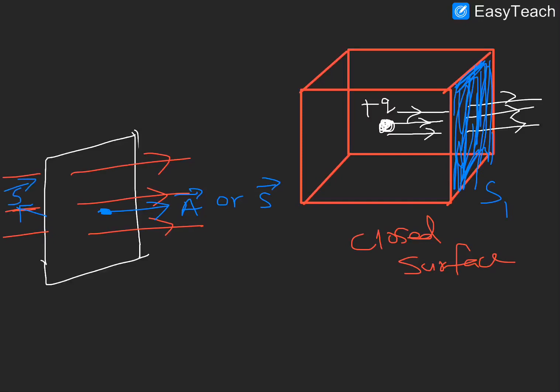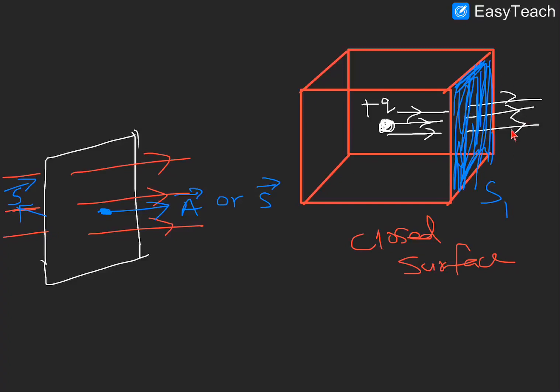Okay, now you can see that here, those electric field lines which are moving out on this side, if you consider field lines moving out, this flux is said to be positive flux. Flux which is moving out of the closed surface is said to be positive flux. So this flux is positive flux.